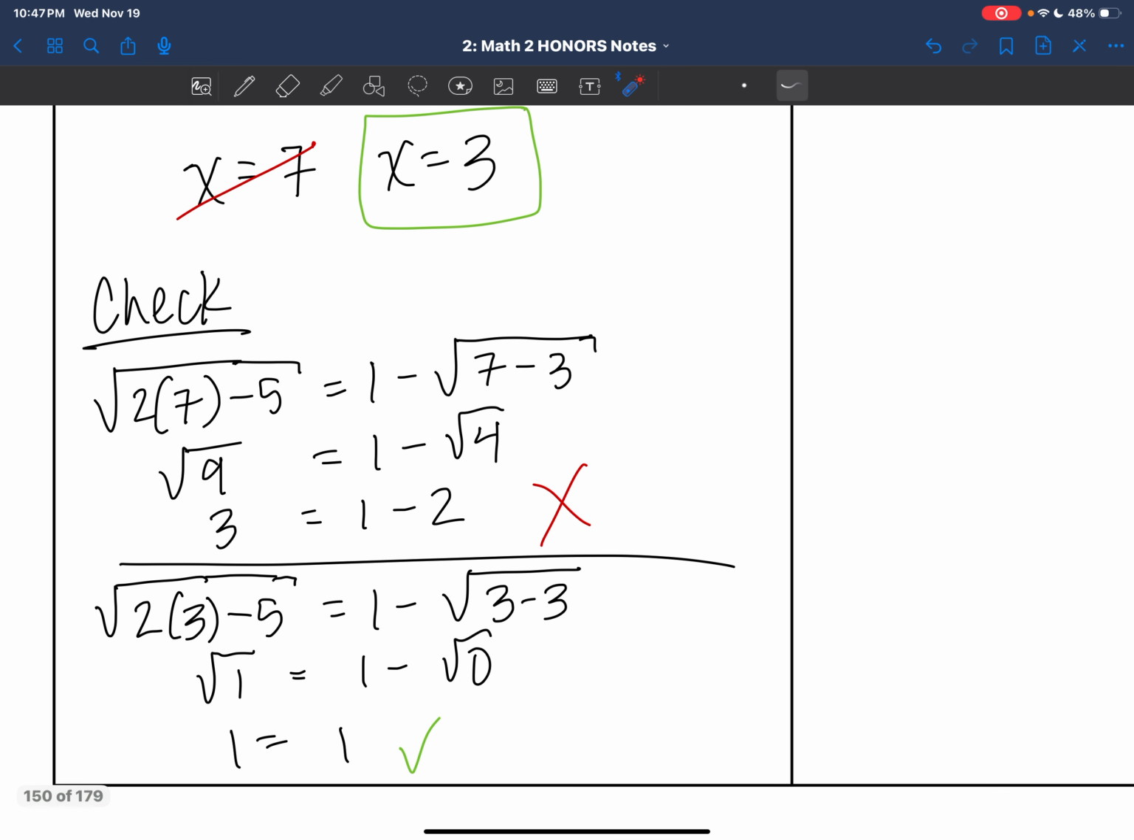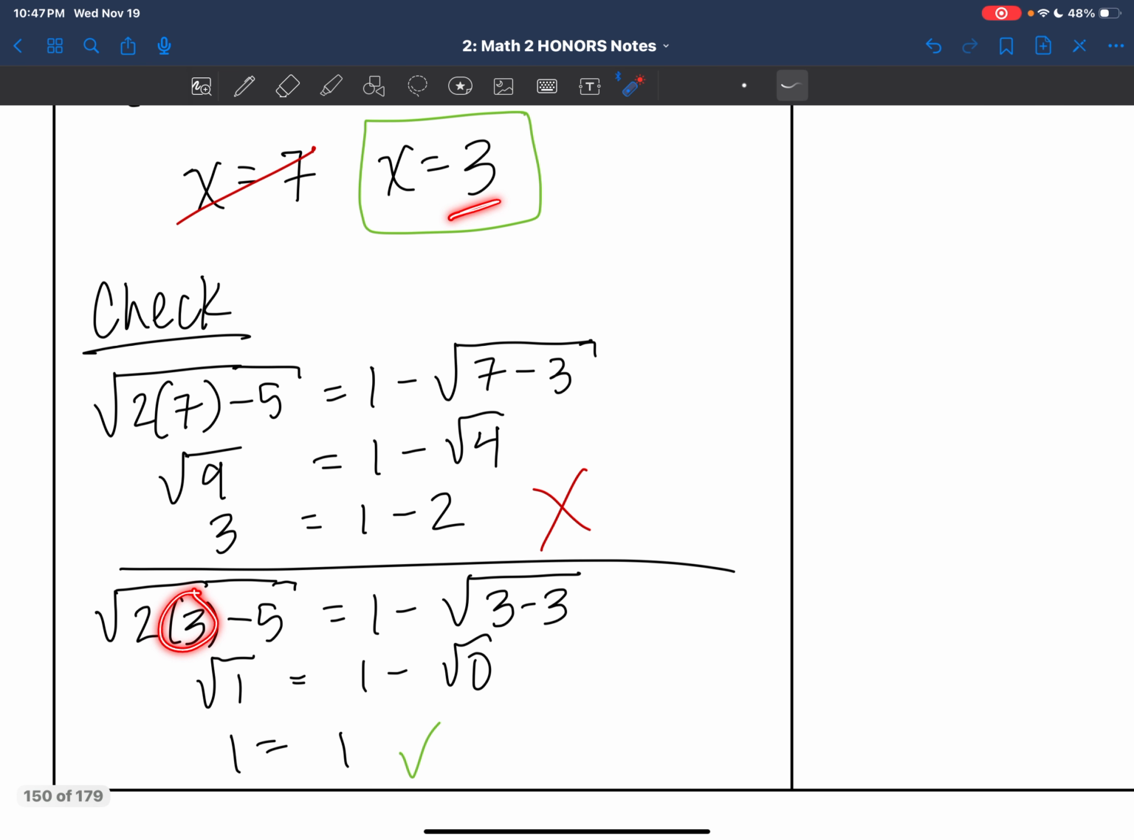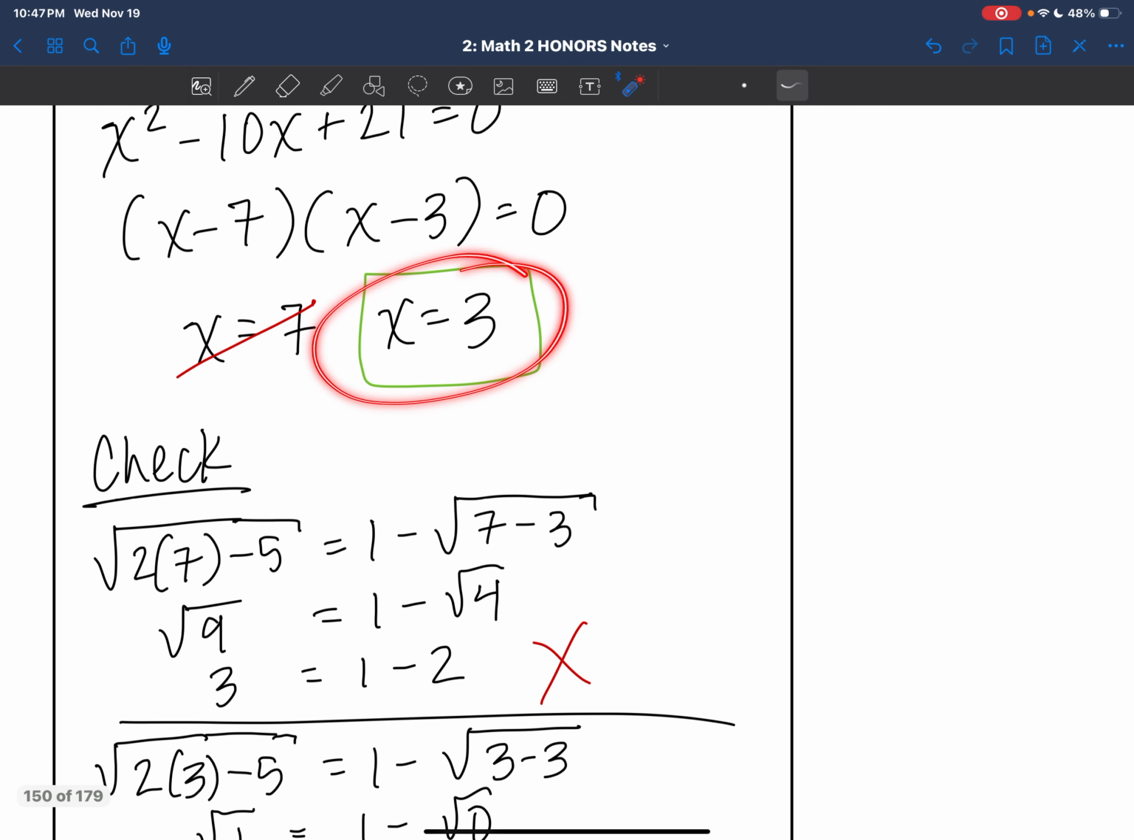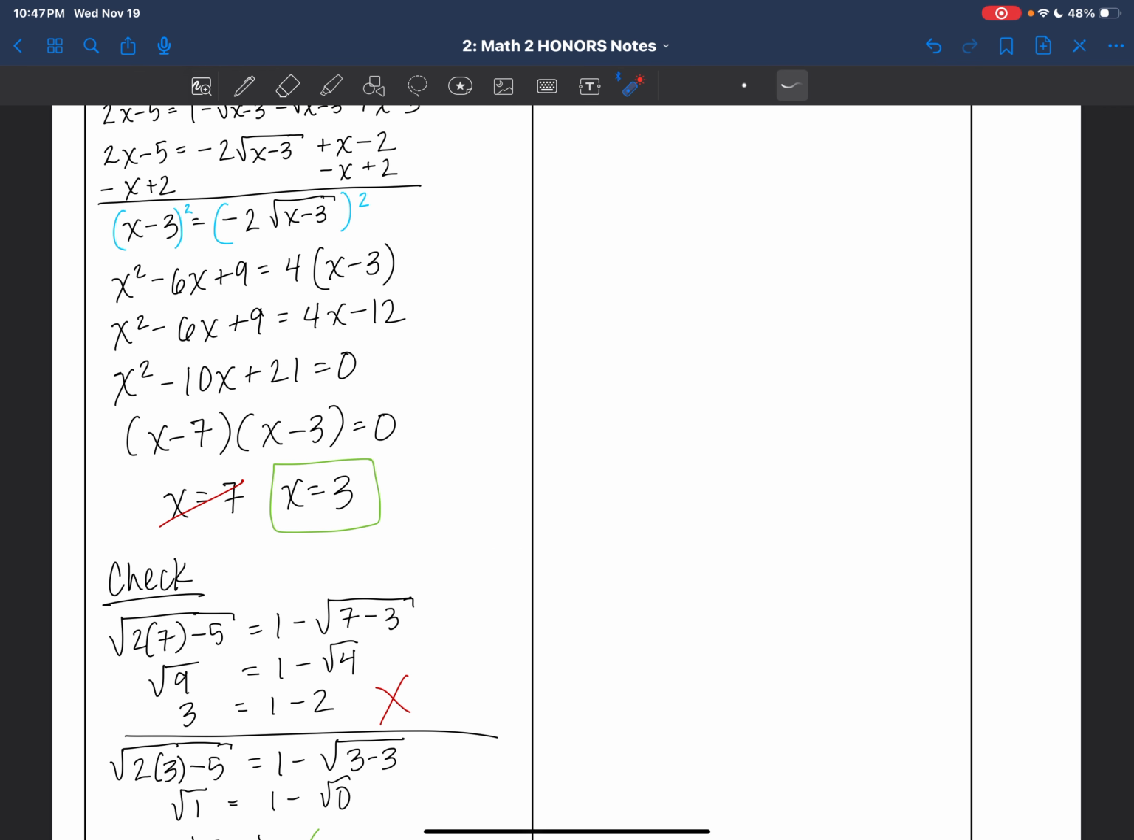So now let's try this one. Again, wherever you see x, we're going to substitute in 3. Oops, this one. I'm sorry, this one and this one. So we got 6 minus 5, which is 1. Square root of 1 is 1. And then square root of 0 is 0. So here I've got 1 equals 1. Check, we are good. So that is your answer, or that is the solution.